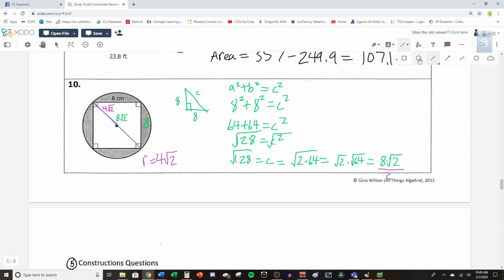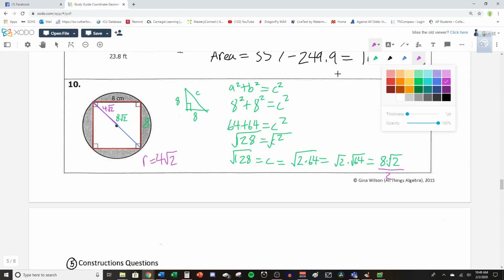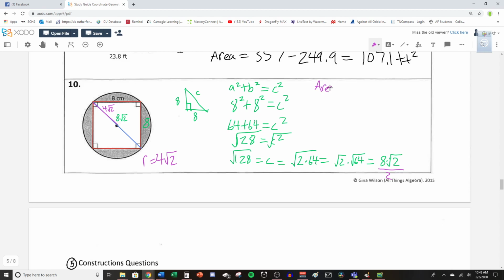What I need to do is find the area of the square and the area of the circle. So this is my square. And we'll say that the circle will be purple. So the area of the circle equals pi r squared. R is 4 square root 2. We're raising that to the second power. Then for our square, that's going to equal 8 squared. 8 times 8, but 8 squared, just to get our area of a square, that's 64.